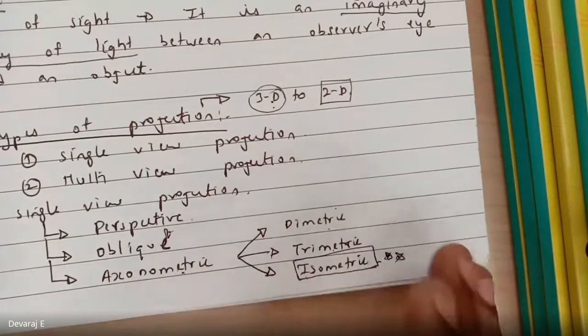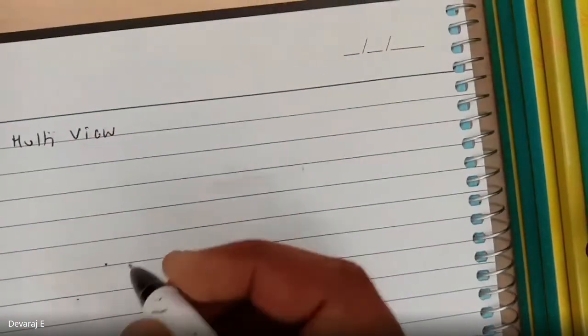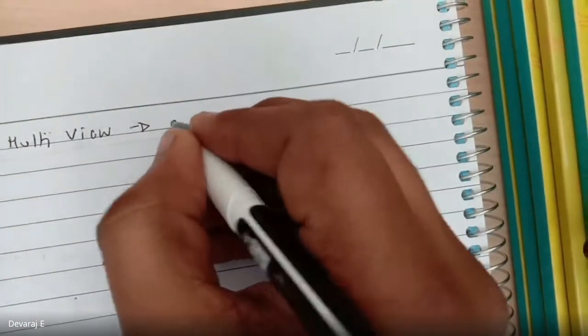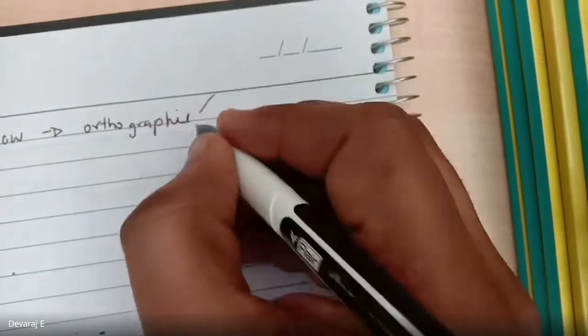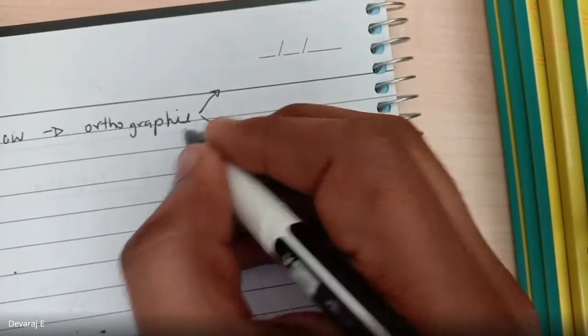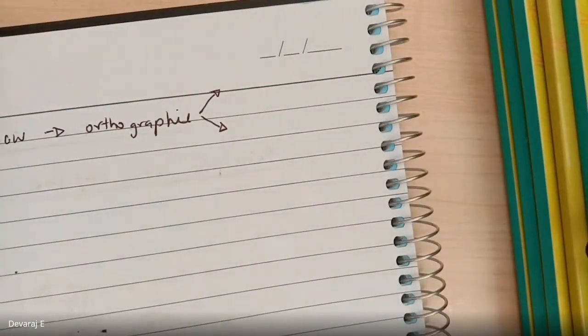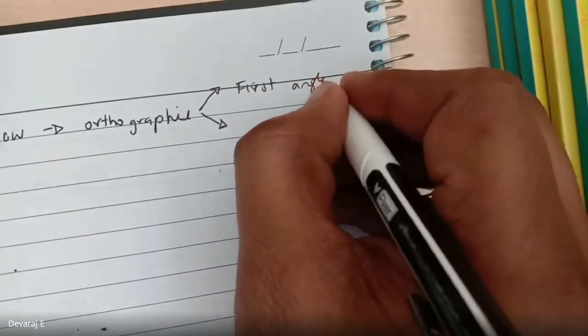Write down this. Next we will go for the second type, multi-view. Write down multi-view. You have only one type, that is orthographic projection. In orthographic projection also you have four types. According to the syllabus, we will discuss about the first angle projection and the third angle projection.